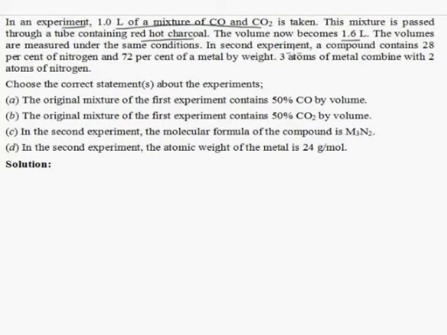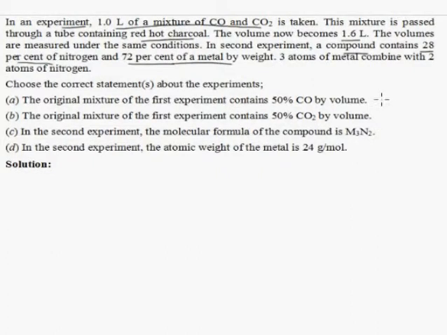And in the second experiment, a metallic compound was taken, and it was said to contain 28% of nitrogen and 72% of the metal by weight. 3 atoms of the metal combined with 2 atoms of nitrogen. So that's the property of the metal given to us. Now based on this, we have to see which of the following statements is correct.